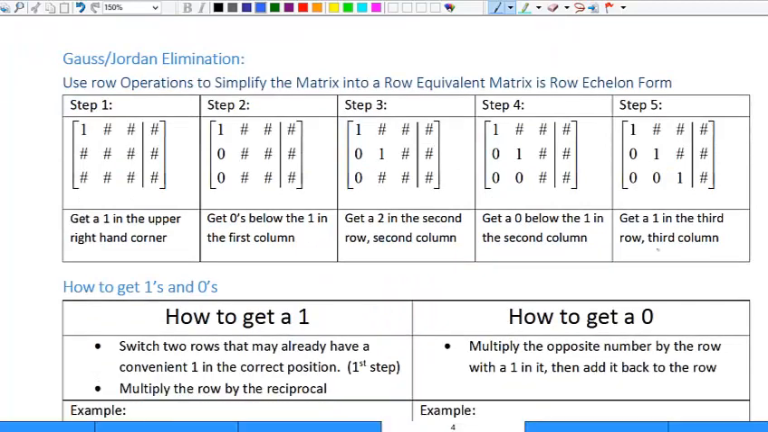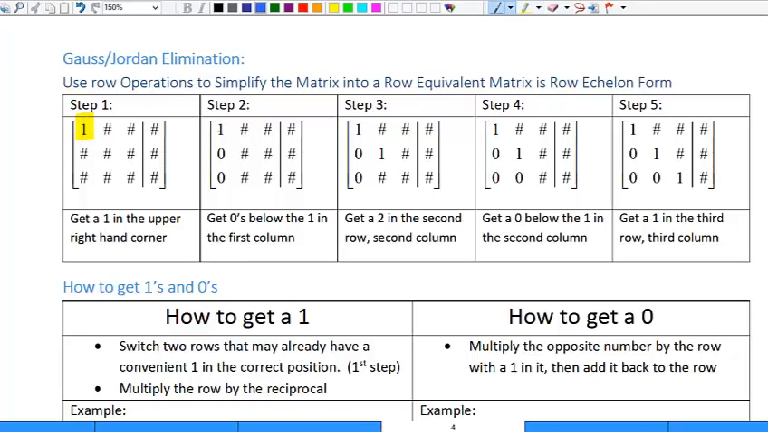So to be very clear, you need to do the steps in this order. Do not try to be creative. Do not try to save ones and zeros so that you can get them later. You have to do this in this row. The first step is to get a 1 up in the upper left-hand corner. That's the first step. There's a couple different ways to get that, and we'll talk to you about how to get a 1 or how to get a 0 in a minute.